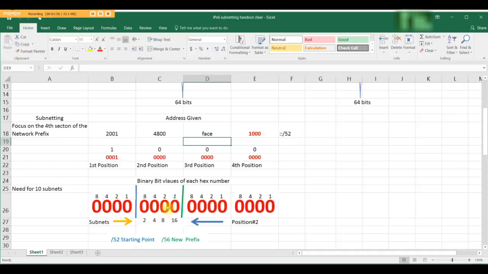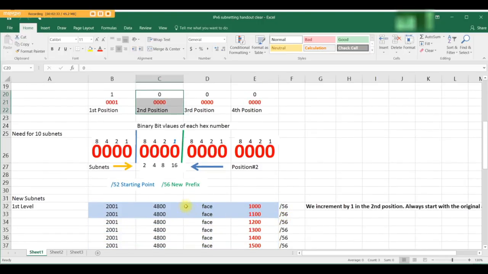So we need 10 subnets. So 2, 4, 8, not enough. 16, plenty. We draw our new line. Our new prefix would be 56. And we increment by this particular value right here, 1, because those are the hex values, 1, 2, 4, 8. So since our line is there, the bit value to the left is our increment as usual. All right. So we're incrementing by 1 in what position? The second position, meaning this right here. This is the second position, the second 0. We're incrementing by 1. So how is that going to look?